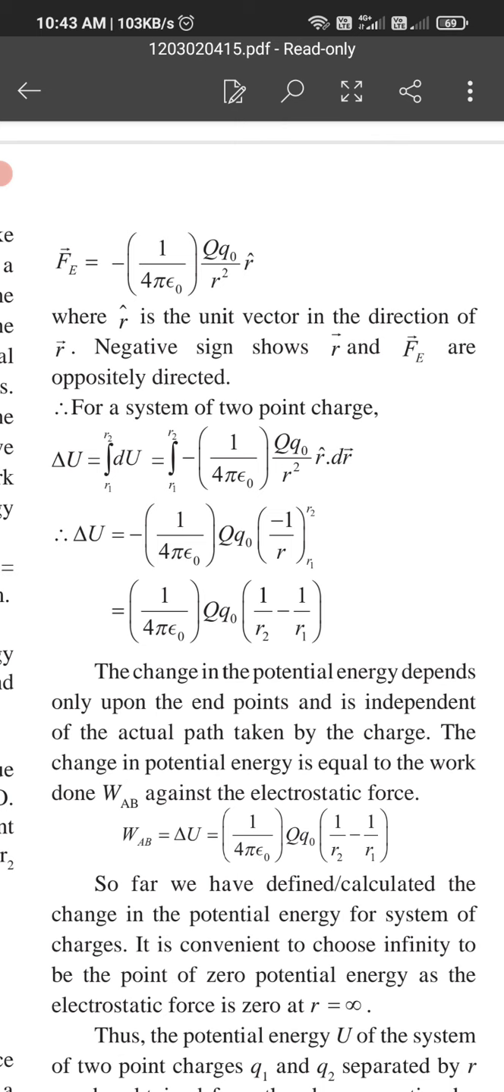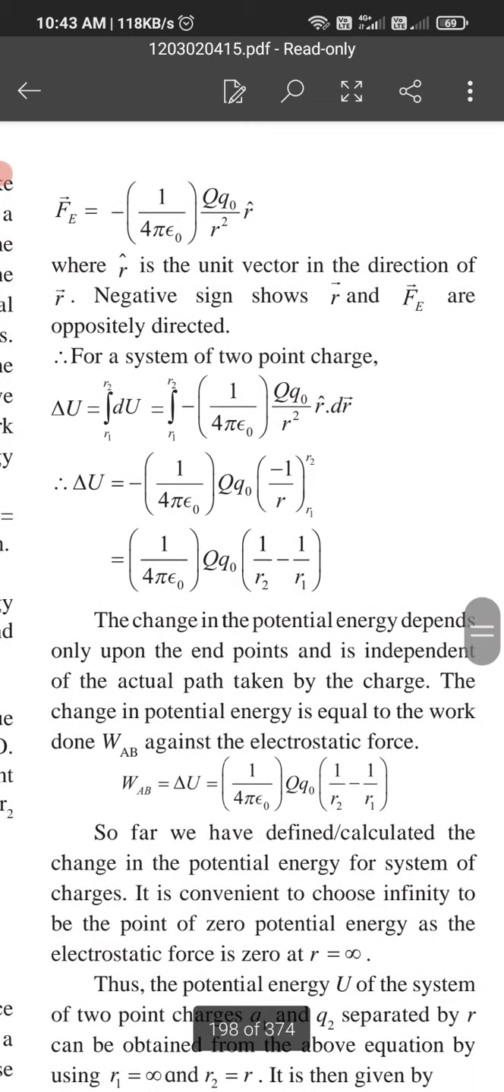Total work done from the point A and B, that is W of AB is equal to delta U, in bracket 1 upon 4 pi epsilon naught Q into Q naught, 1 upon R2 minus 1 upon R1. It is convenient to choose infinity as the point of zero potential energy, as electrostatic force is zero, that is R is equal to infinity.